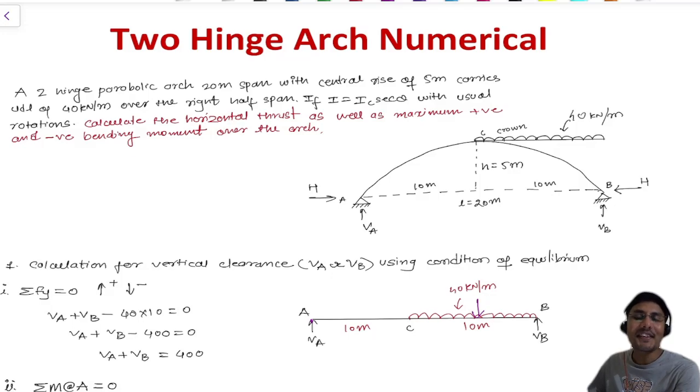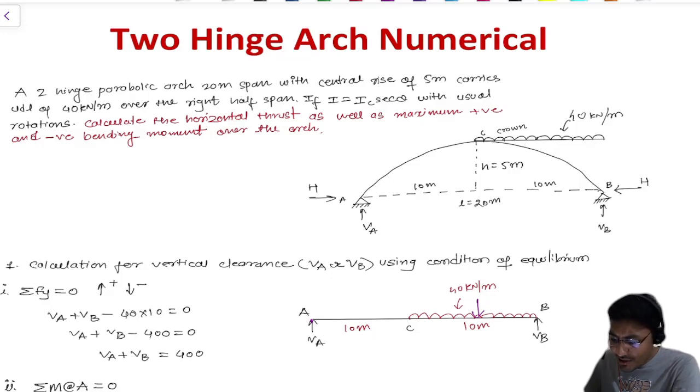In this structural analysis series, I have explained lots of types of numericals for the strain energy, three moment theorem, and the strain energy slope deflection methods. And now we are going to start the two-hinge arch numerical, which is definitely very interesting, and I made it so easy for you that you can easily solve it. So let's get started.